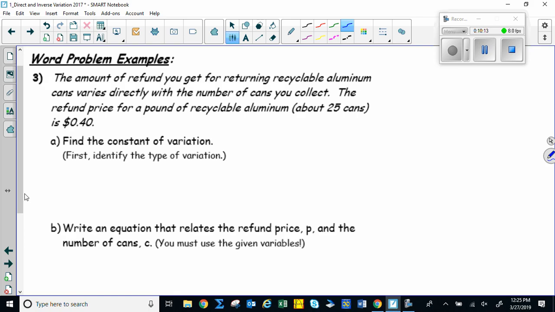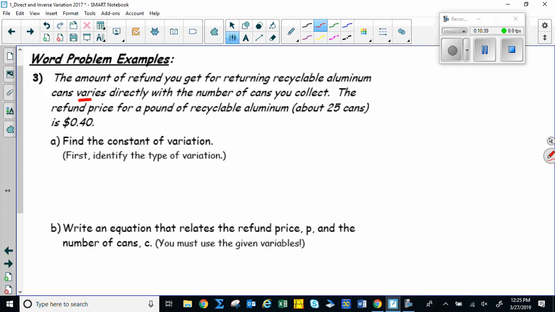All right, so we have a few word problems here. I want to remind you, like if you look at this corner of my wall, we've talked about y being a function of x. We've talked about y depending on x. So what's also going to hold true in this section is y varies with x. So when I read the situation, I've got a refund on our cans varies directly.